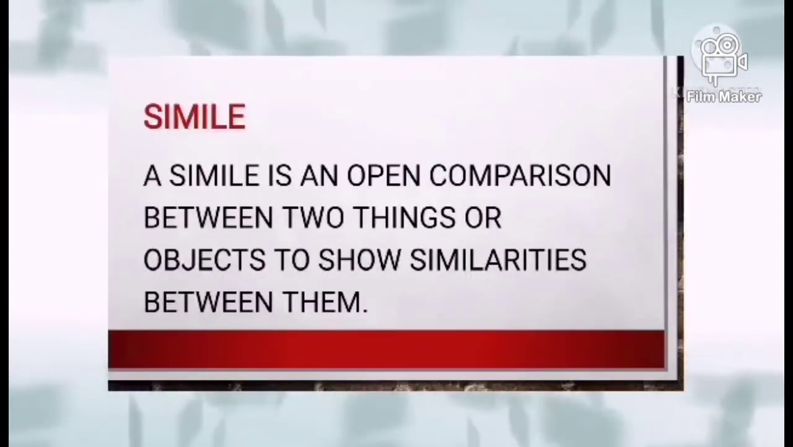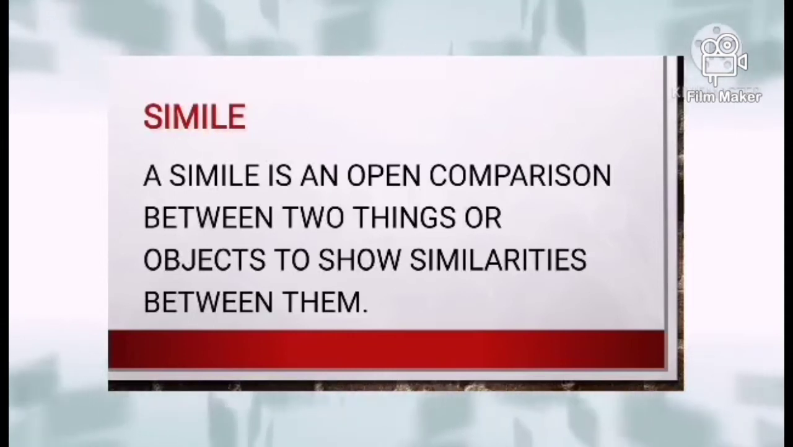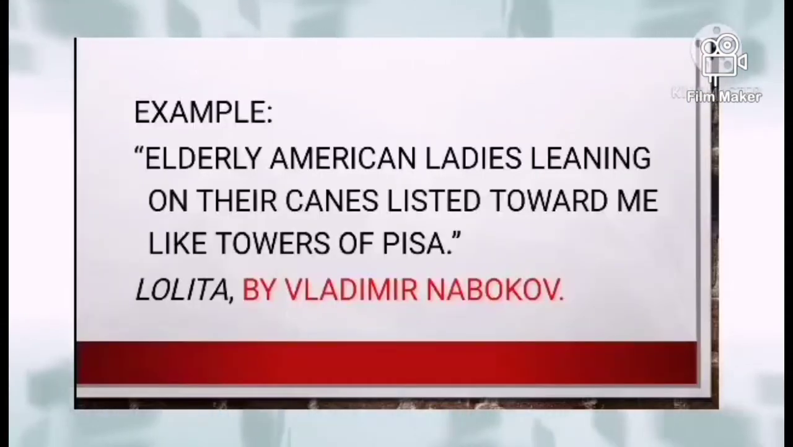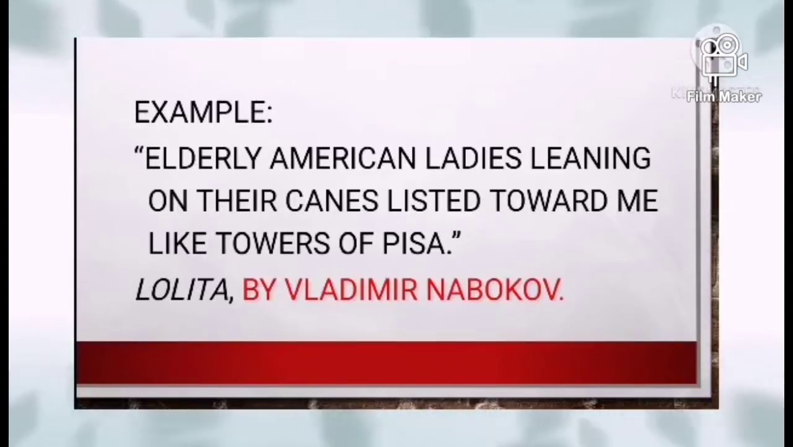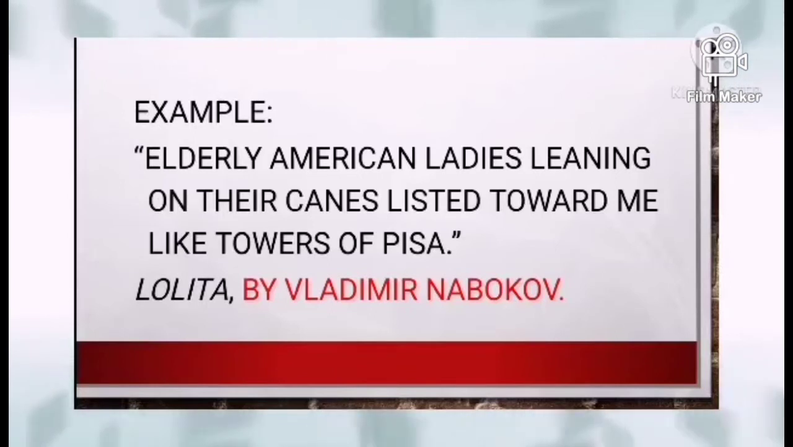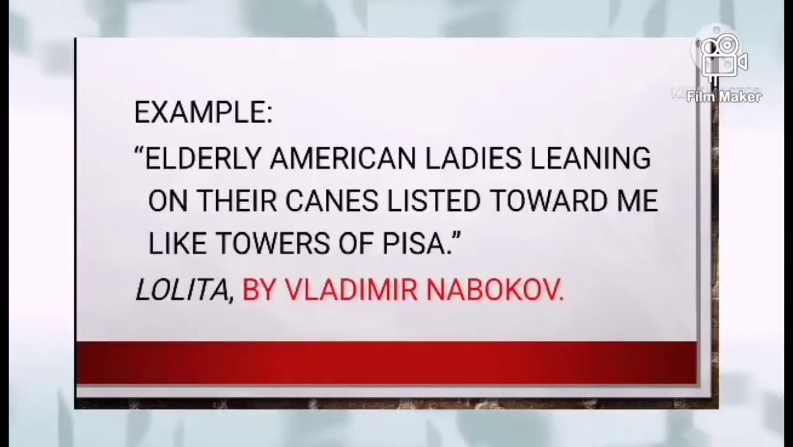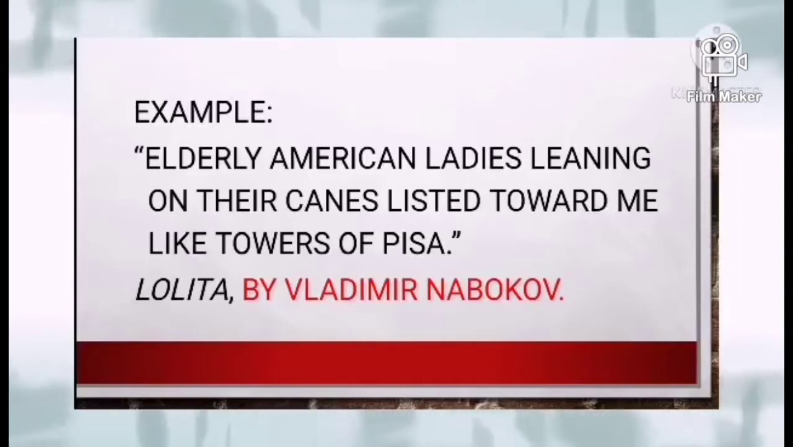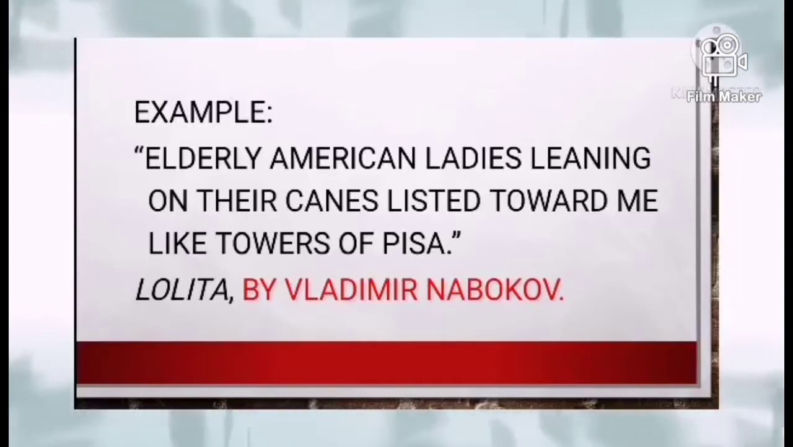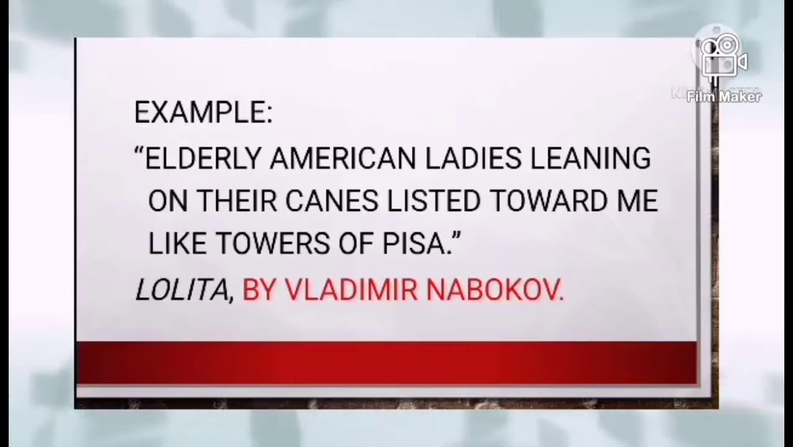So the next one is simile. A simile is an open comparison between two things or objects to show similarities between them. So here is the example. "Elderly American ladies leaning on their canes listed toward me like towers of Pisa." This line is from Lolita by Vladimir Nabokov. In this line, Nabokov compares old women leaning on their sticks to the Leaning Tower of Pisa. Here the comparison, made between two contrasting things, creates a hilarious effect.